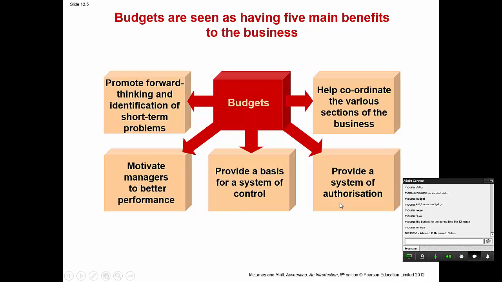And also budgets provide a system of authorization, because when we do a budget, the higher management will give each manager a certain level of authorization. For example, a level 1 manager will have higher financial authorization, and a level 2 manager will be given, for example, a middle level of authorization, and so on. So it gives us a system of authorization.